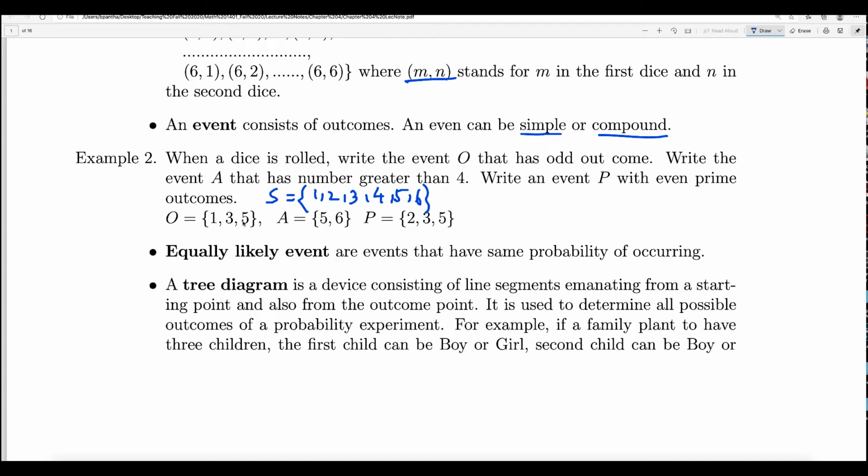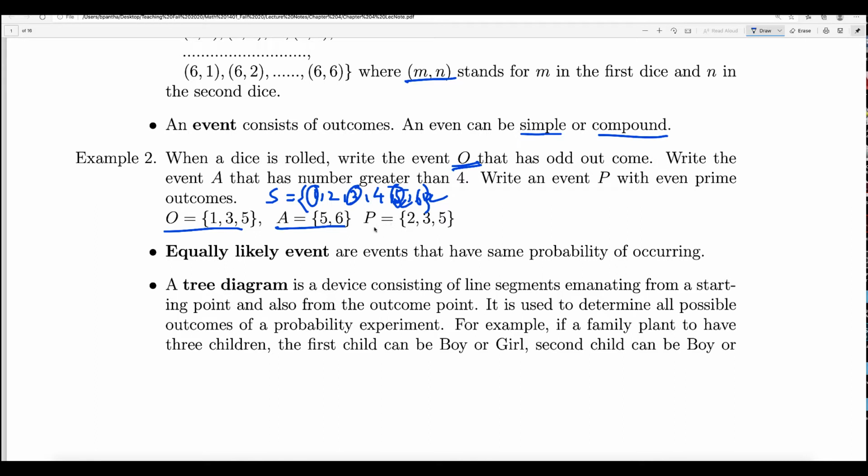Okay, so if you denote O as the odd outcome, what are the odd outcomes? 1, 3, and 5, right? So this is what I denote by O = {1, 3, 5}. And write an event A that has a number greater than 4. This event A has 5 and 6, right? And event P is the prime numbers. So the prime outcomes are 2, 3, and 5. We are basically taking outcomes from the sample space S.